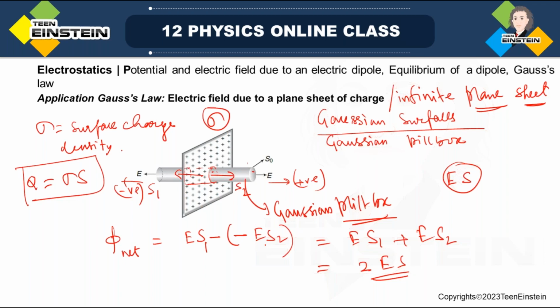You might now be thinking whether there will be a flux through the curved side. No, here also the electric field lines are tangential to the surface, so there will be no flux.